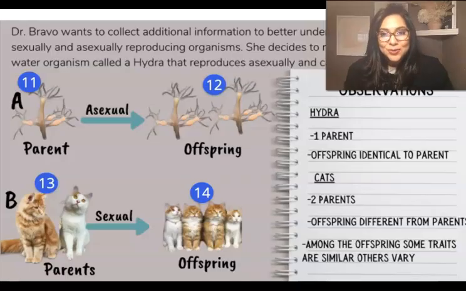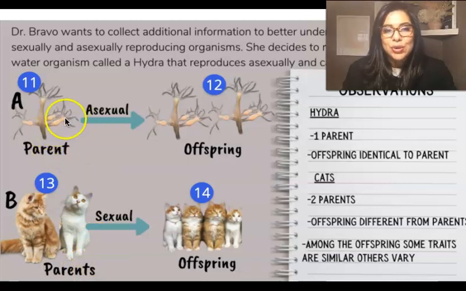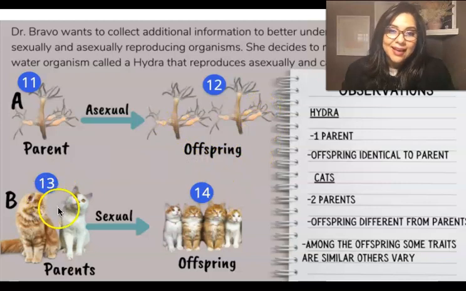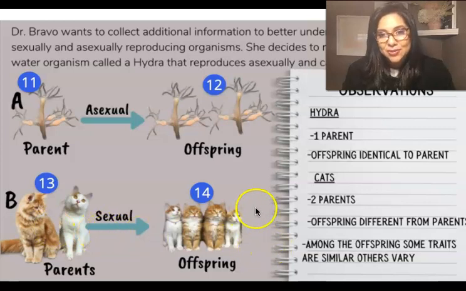All right, so let's do a little recap. On this page, we have two different diagrams. The first one shows a parent hydra undergoing asexual reproduction, and you can observe their offspring. And in the second diagram, we have cats who undergo sexual reproduction, and you can also observe their offspring.